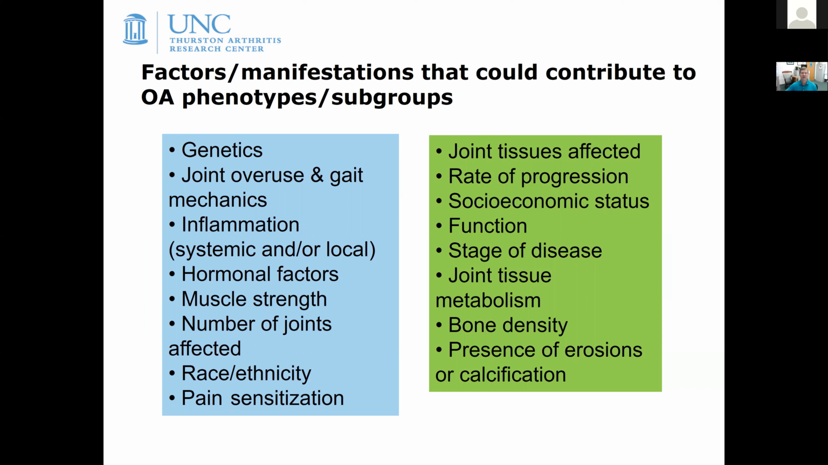So you can see there are really a large number of variables that could be used for phenotyping. And as I'll try to demonstrate in some of the work that's been done so far, the more variables that you use, the better we're going to be able to define specific phenotypes in osteoarthritis.